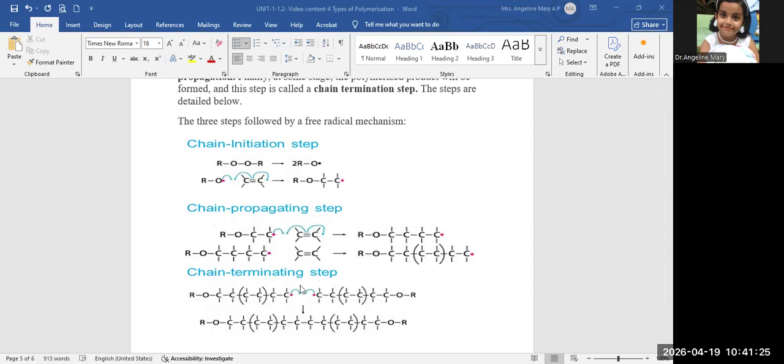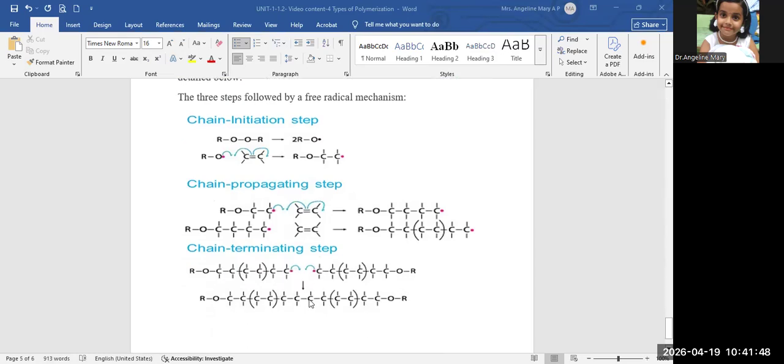What will be the third step? The termination step. In termination, a break will occur. If you take two such molecules, the two radicals will form a bond. They form a new bond and give the polymer. This is the chain termination step.